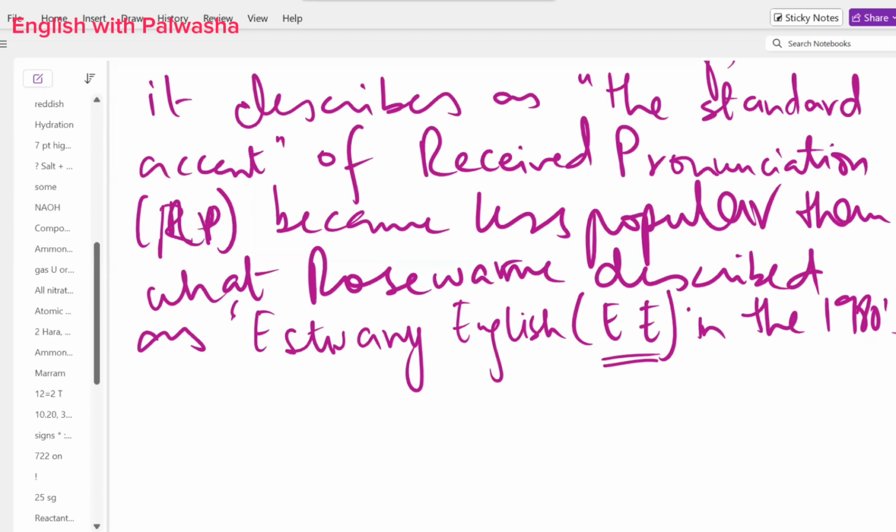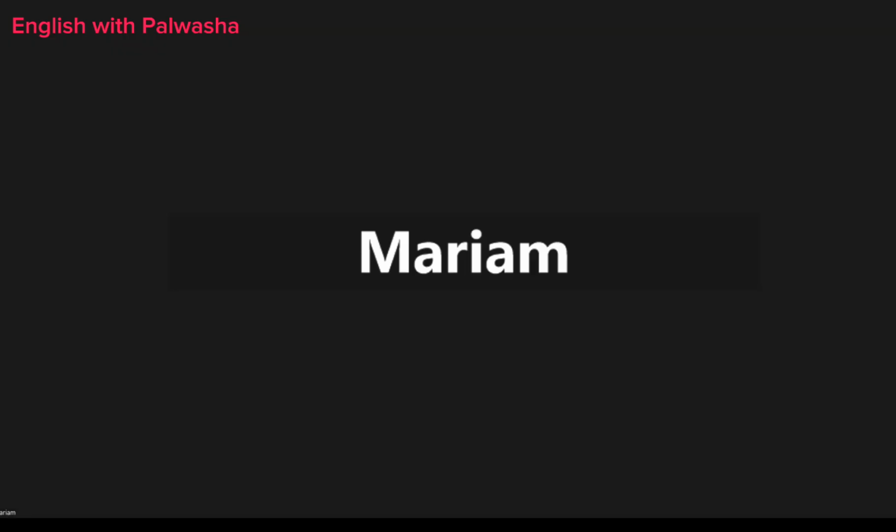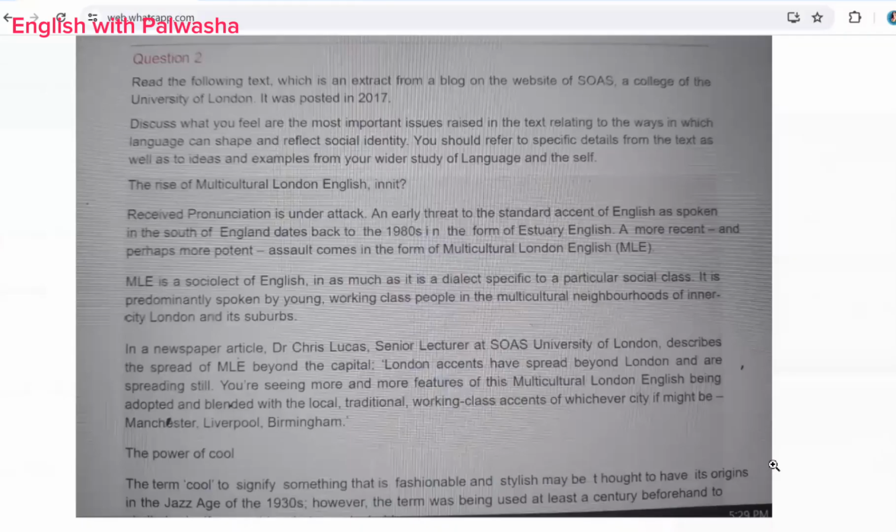Emily is a sociolect of English in as much as it is a dialect. Am I sharing it? Yes, miss. Wait, I can share it from WhatsApp. Okay, this one.